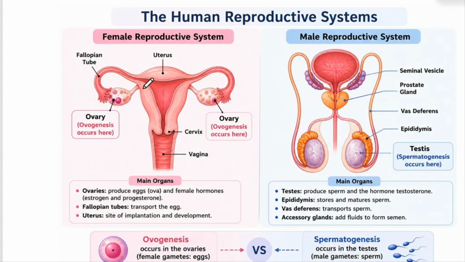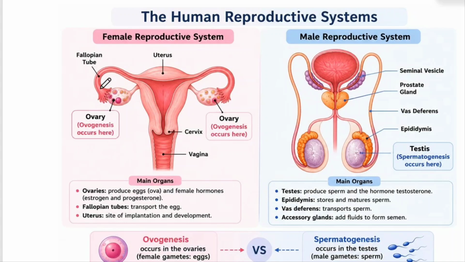Let's begin with the female reproductive system. The main organs are the ovary, fallopian tube, uterus, and vagina. The most important organ for today's lesson is the ovary. Why is the ovary the most important organ for today's lesson? Because it has two main functions.